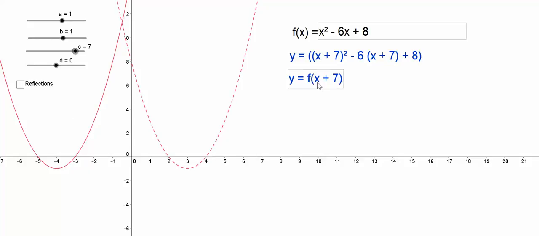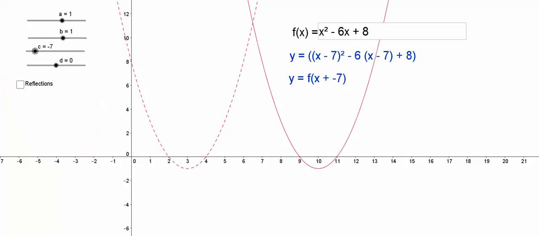So a transformation of f of x plus 7 here is a translation of factor minus 7 parallel to the x-axis. Alternatively, a transformation of f of x minus 7, that is a translation of factor plus 7 parallel to the x-axis. The factor of the translation has the opposite sign to the number in the equation.